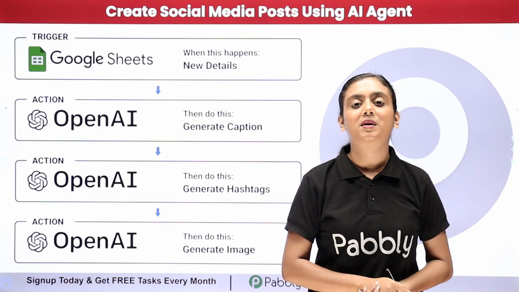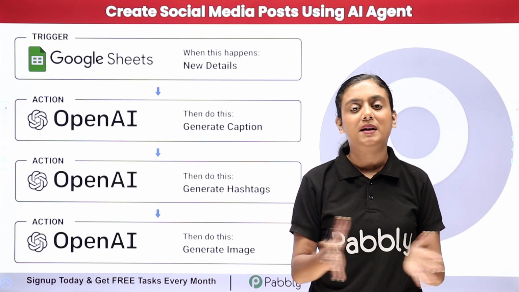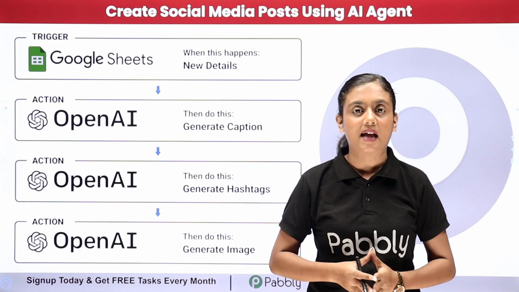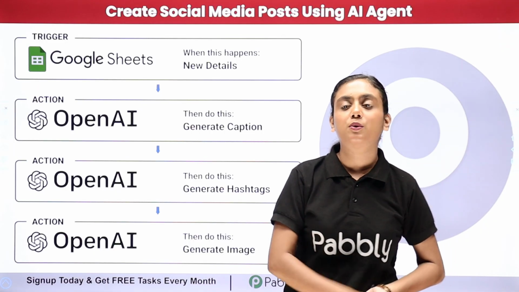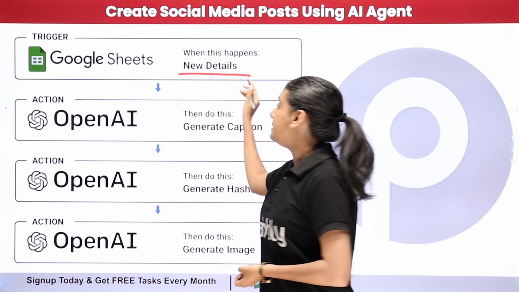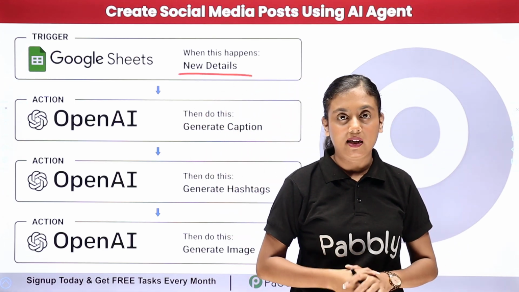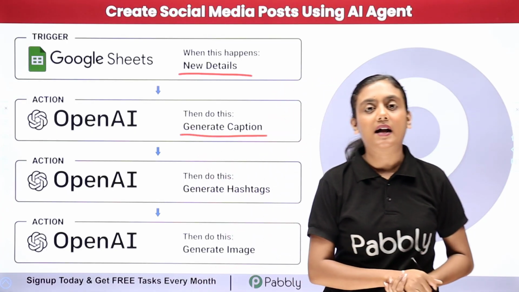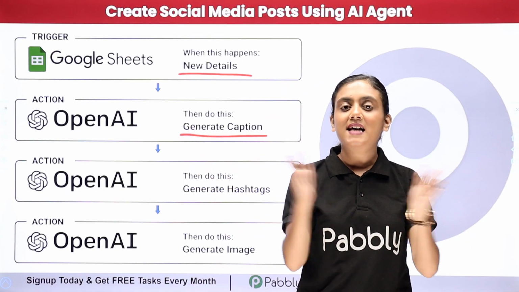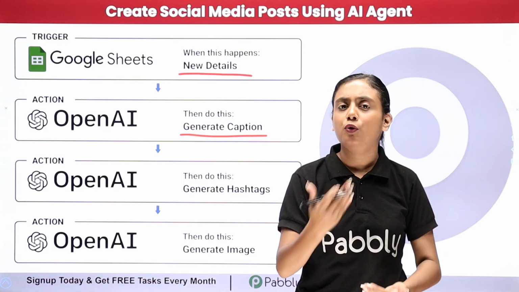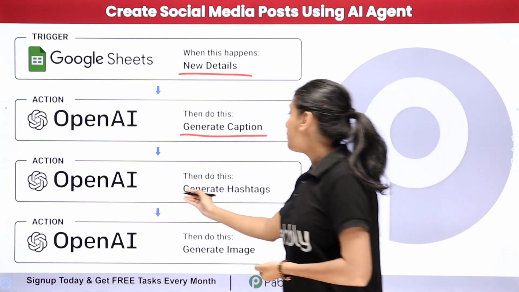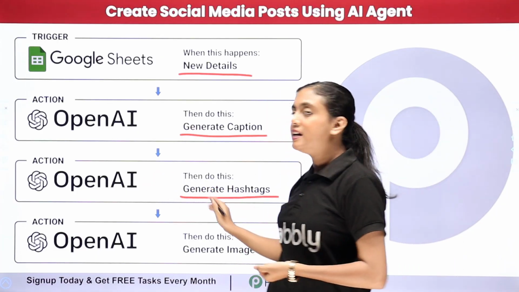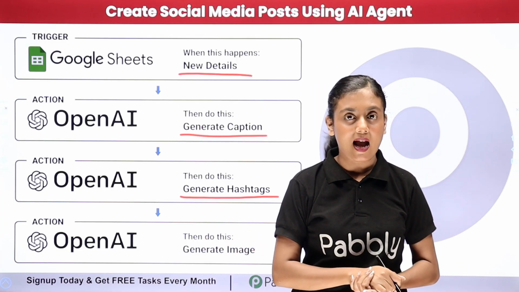So to solve this problem, I have created an AI agent using Pabbly Connect without writing a single line of code. Now as soon as in my Google Sheets, I add the idea details of the post that I want to create, automatically one AI agent is going to generate the caption for that idea. As the caption is generated, to create more reach on my content, we have to generate some hashtags. So another AI agent is going to generate us some hashtags.